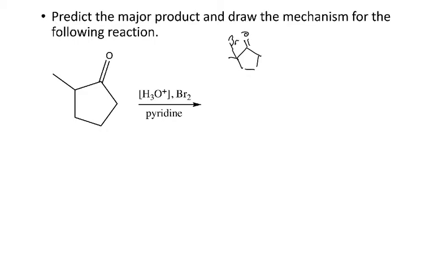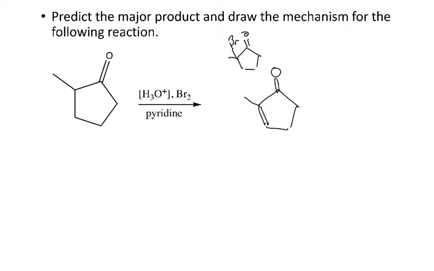All right, and then our final product, when we then hit this with a base, we're going to get E2 elimination of this guy. And so our major product is going to be the alpha-beta unsaturated ketone. And so to finish this problem off, we want to draw the mechanism for the formation of this alpha-beta unsaturated ketone. First, we're going to want to show the mechanism for the alpha halogenation, and then the E2 step to give us the final product.